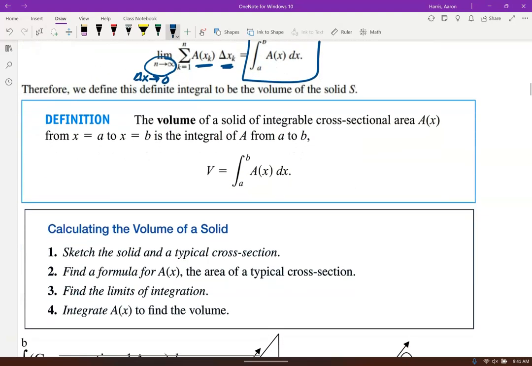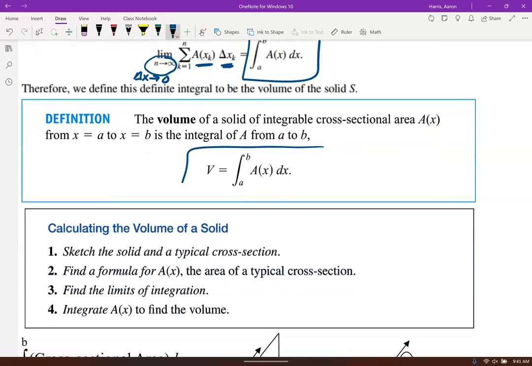So the volume of a solid with this slicing method is we just go from a to b of the area of the cross section. This is our area of the cross section. Again, this is just an iterative process, and that's our width. The dx represents our width, just like in two dimensions with the area under a curve. So that's what's going on.